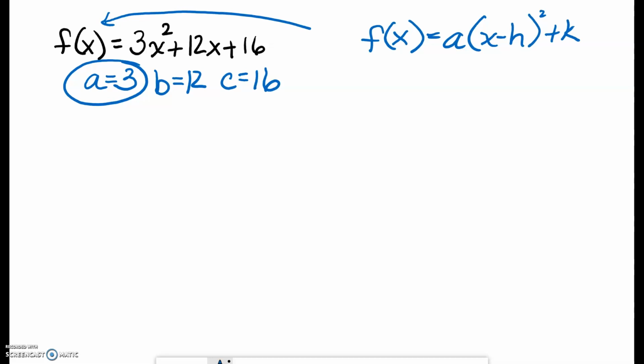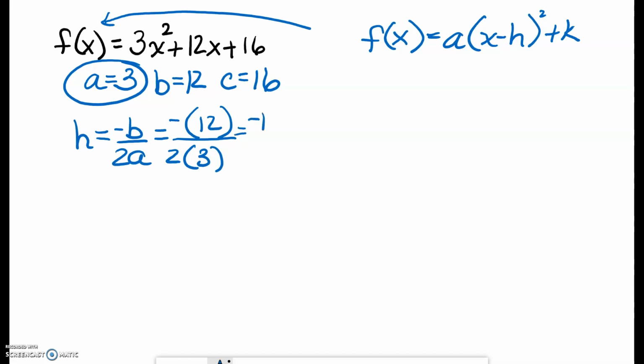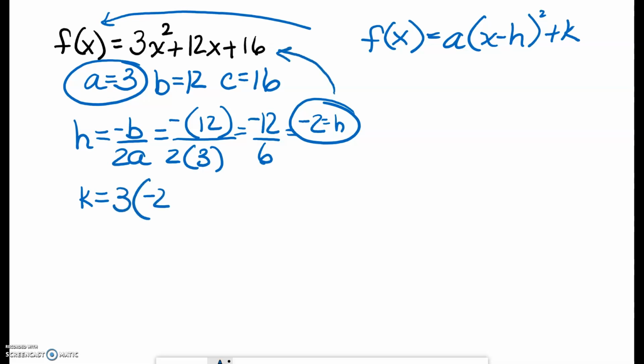Okay, so now let's calculate h. H is negative b over 2 times a, negative 12 over 2 times 3. That's negative 12 over 6, which is negative 2, so that's our h value. K equals, well, we're going to have to plug that in here: 3 times negative 2 squared plus 12 times negative 2 plus 16.